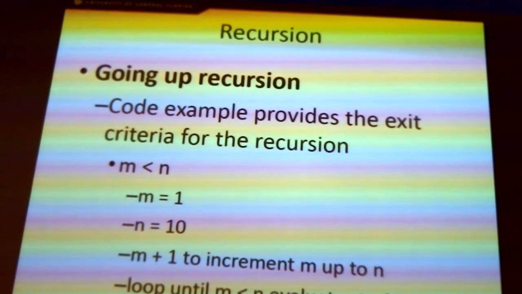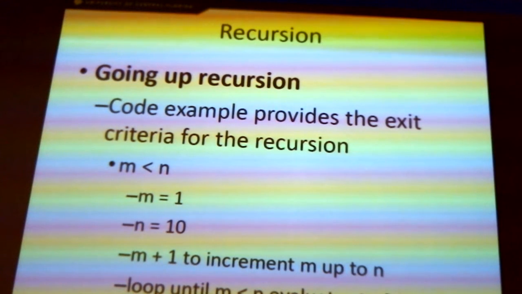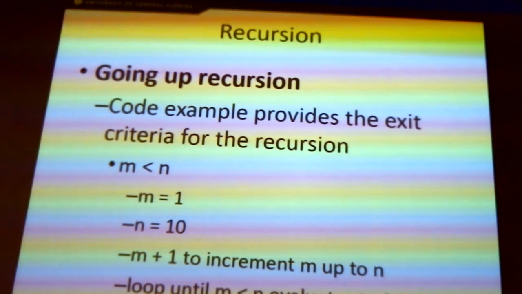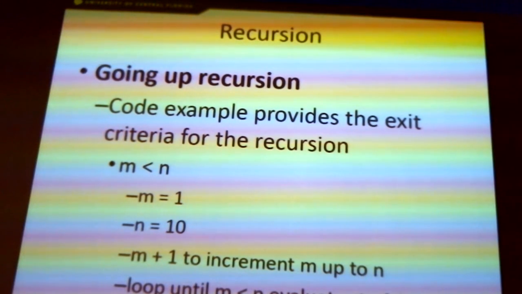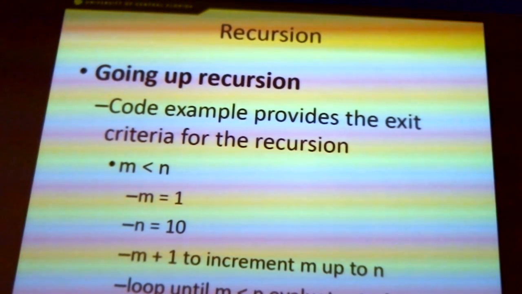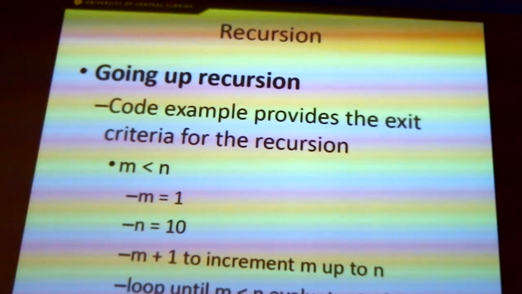So one of the things we talked about is going up recursion. In going up recursion, we start at the low end and increment up to the high end. In this case, m is 1 and n is 10, and so we're trying to increment m up to the value of 10. And so that is our going up recursion.